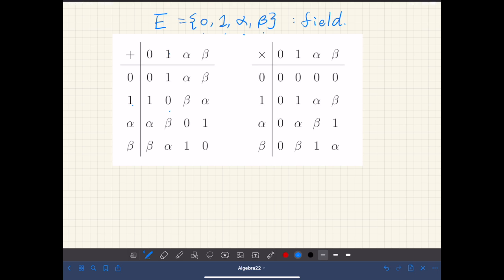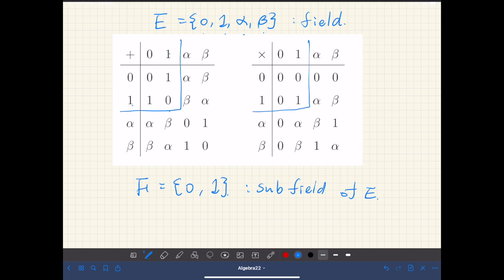Okay, and you should also note from these tables that this subset F, 0 and 1, it's a subfield of E. Okay, so this means if we pick only these parts, then it is closed under addition and multiplication and satisfies all the axioms of a field. So we can say F is a subfield of E. Okay. And we will define subfields more precisely later.